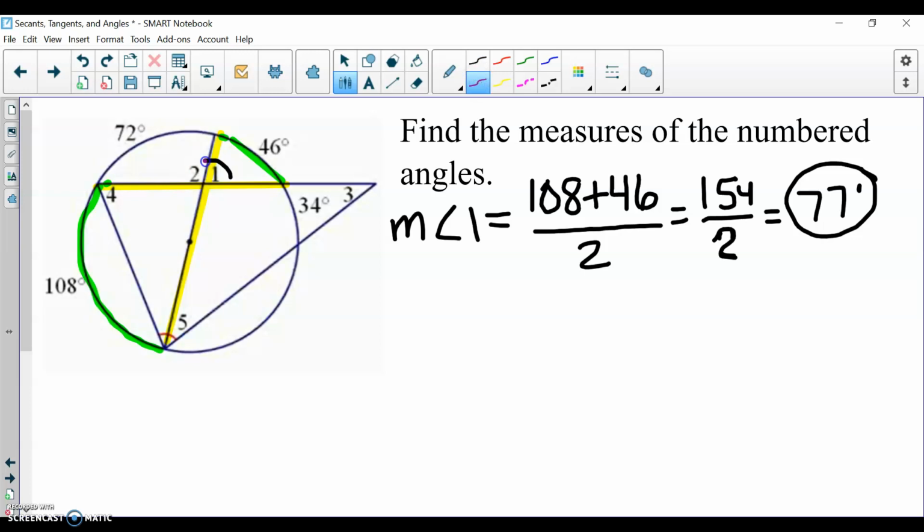Angle 2, notice, is right next to angle 1 on a straight line. So angle 1 and angle 2 are a linear pair. So as discussed in semester 1 of geometry, a linear pair is supplementary and they add up to 180 degrees. So to find the measure of angle 2, we will take 180 degrees and subtract what we know to be angle 1. So 180 minus 77 gives us 103 degrees.